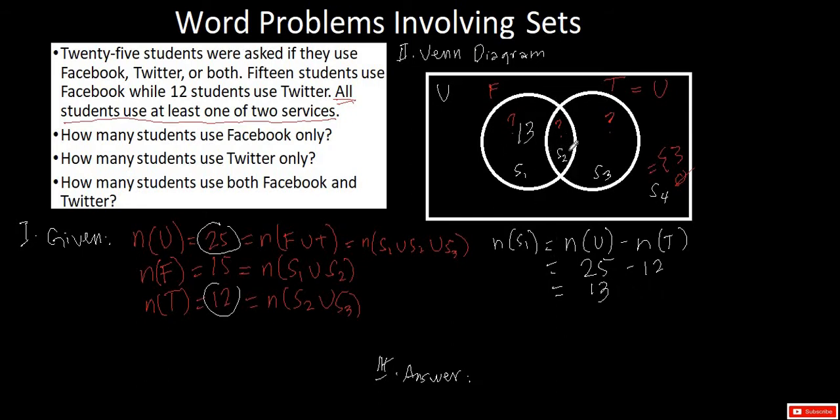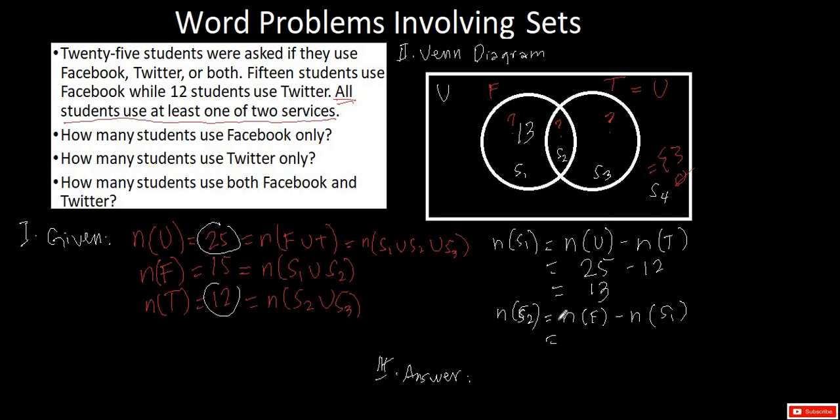Now, next, let's compute for n of S sub 2, cardinality of S sub 2. Okay, so what is our formula? Now, take note that the union of S sub 1 and S sub 2 is the set F. So, if we subtract the cardinality of S sub 1 from the cardinality of set F, we can determine the cardinality of S sub 2. So we have the formula n of F minus the cardinality of S sub 1.